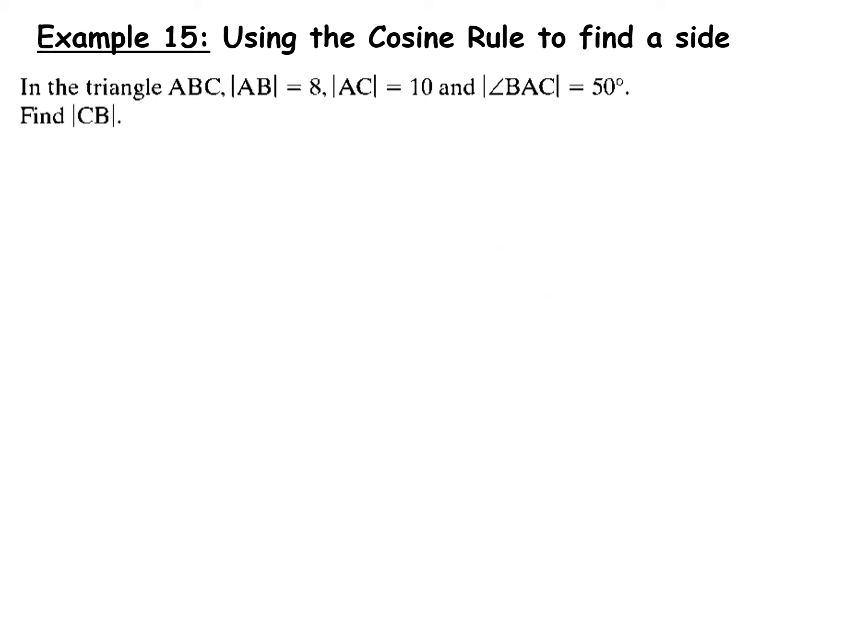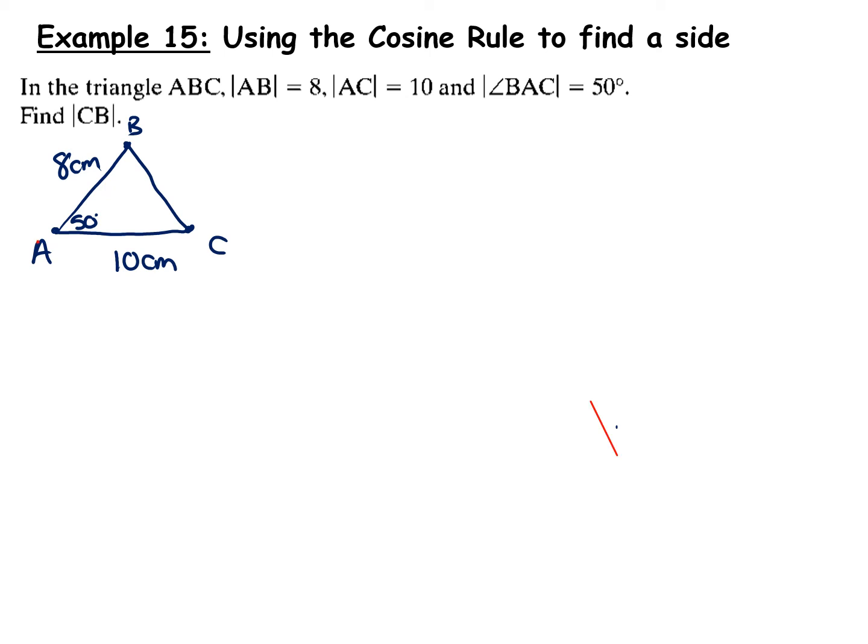So let's jump into an example and see if we can understand when we use the cosine rule. So using the cosine rule to find a side: in the triangle ABC, AB is equal to 8, AC equals 10, angle BAC is 50 degrees, find CB. Now to me, that is just too hard to comprehend, so I'm going to sketch something out. I know BAC, so I'm going to put A here, that's 50 degrees. I know AB, so that's 8 centimeters, so that will leave this as C, and that's 10 centimeters.